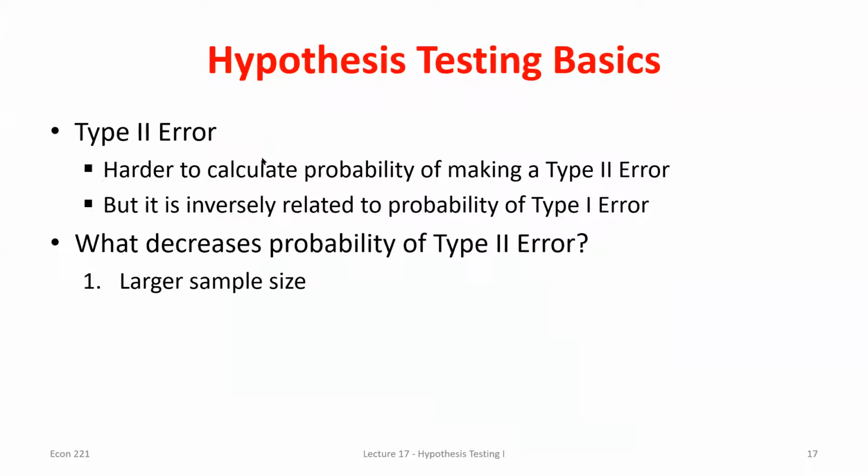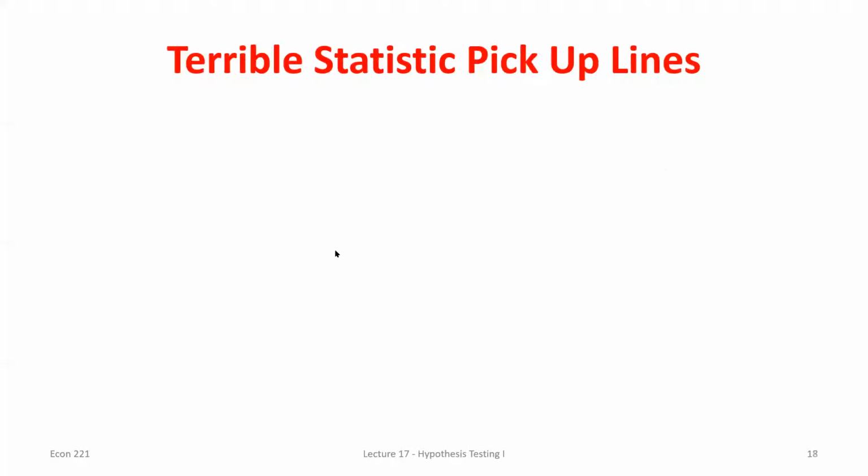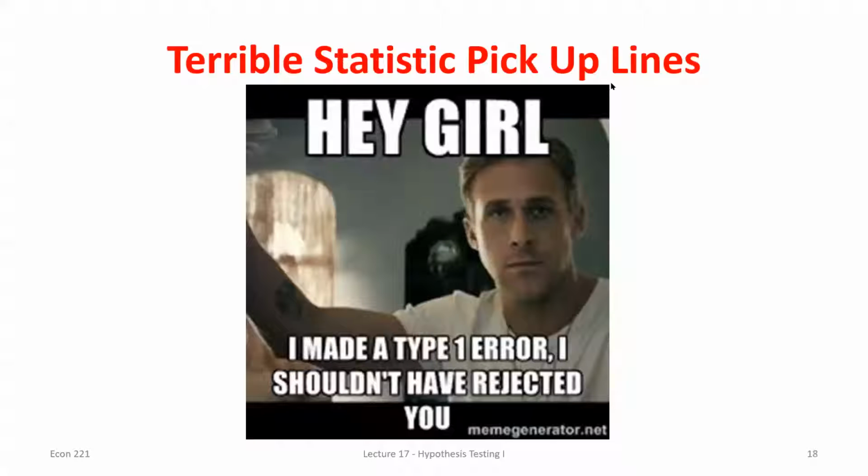And like I said, I'll focus on this type 2 error stuff after the exam. And then this is just a great meme. So I made a type 1 error. I shouldn't have rejected you, right? Because type 1 error is when you reject when you shouldn't. So I always liked that meme.